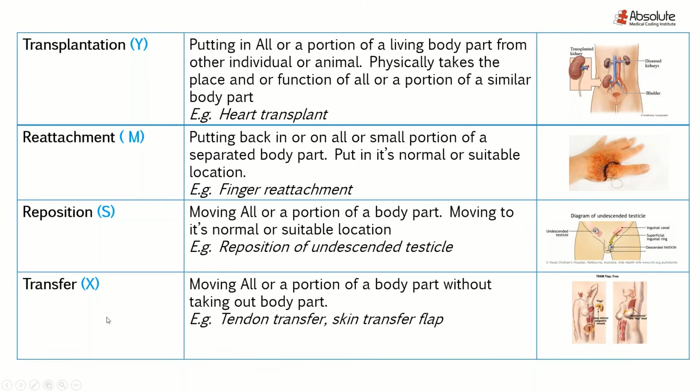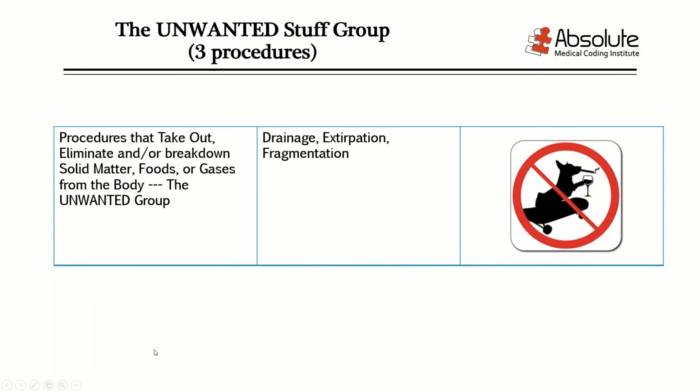All right, coders, say so long to the movers and meet the unwanted stuff group. This unwanted group has 3 procedures. These are procedures that take out, eliminate, and or break down solid matter, foods, or gases from the body. These are unwanted: drainage, extirpation, and fragmentation.